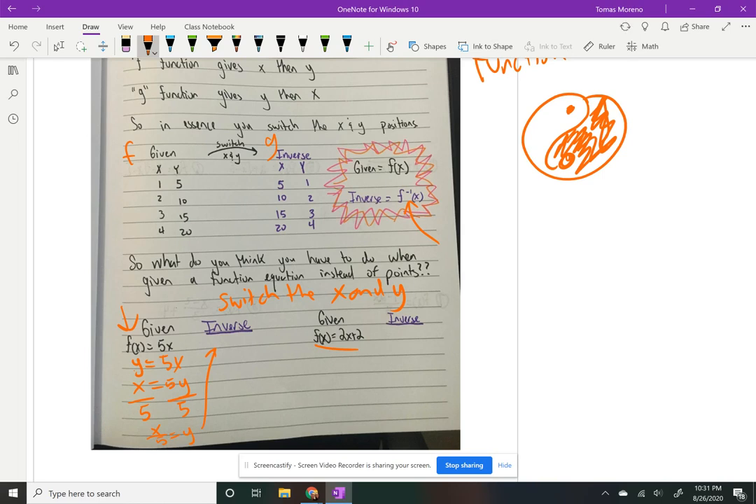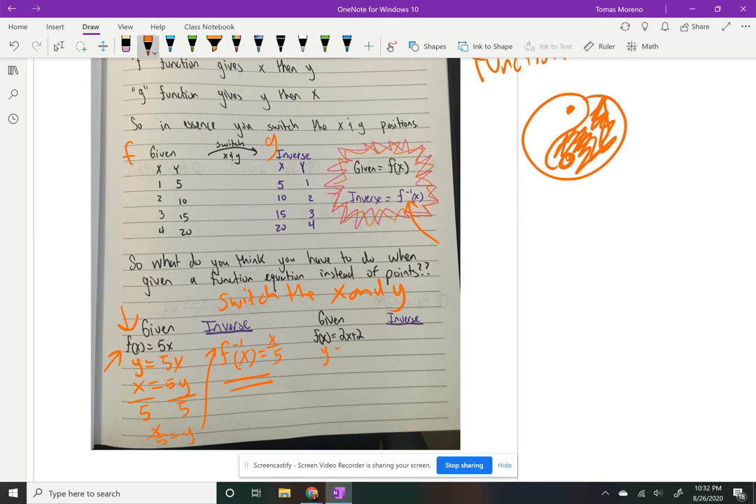But what do we say about writing inverse? How do we denote it? We denote it as saying f to the -1. And then we get x over 5. So this is the inverse to this. So what about this one? What do we do?